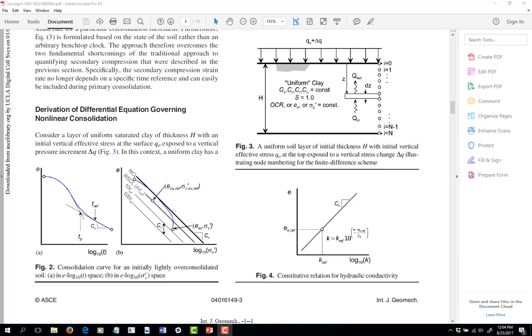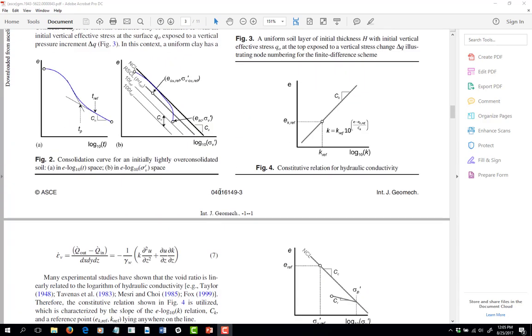If you're right on the NCL, secondary compression is fast. As you go through secondary compression and move down, the secondary compression rate slows down. Now, when you're plotting it in log space, it looks like it's a straight line, right? This is a straight line in log space, but actually secondary compression is slowing down with time because we're dealing with a log scale here. So it turns out that it's fairly easy to do some algebra to formulate secondary compression strain rate only in terms of position in e-log sigma v prime space.